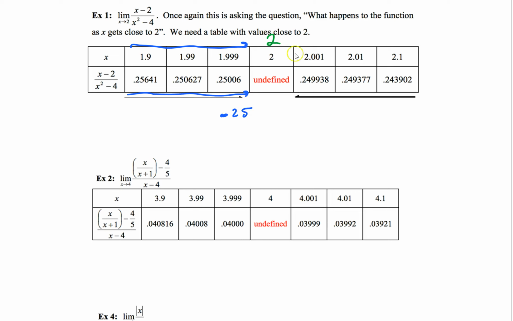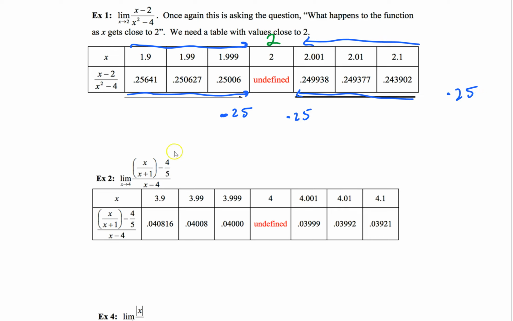And as we look at numbers above 2, or 2 from the right, as we get close to 2, it's coming this way. Look at our graph: 0.243, 0.249, 0.2499. Again, also getting really close to 0.25. That's our limit: 0.25.